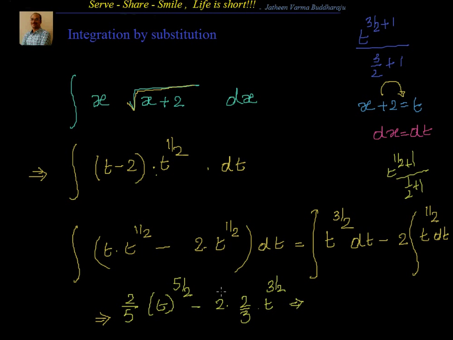Now, once I have integrated it, I can go back and substitute the value of x again. So it will become 2 by 5 into, we have plus c there, we will add it now. t is nothing but x plus 2. So 2 by 5 into x plus 2 whole to the power of 5 by 2 minus 4 by 3 into x plus 2 whole to the power of 3 by 2 plus c.